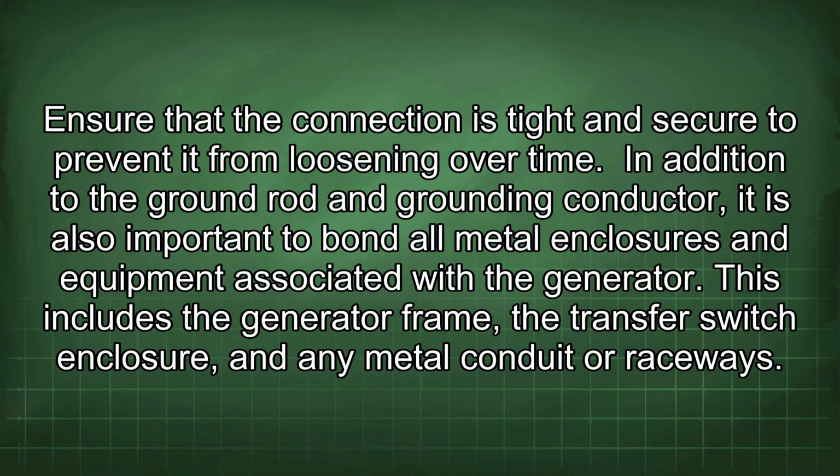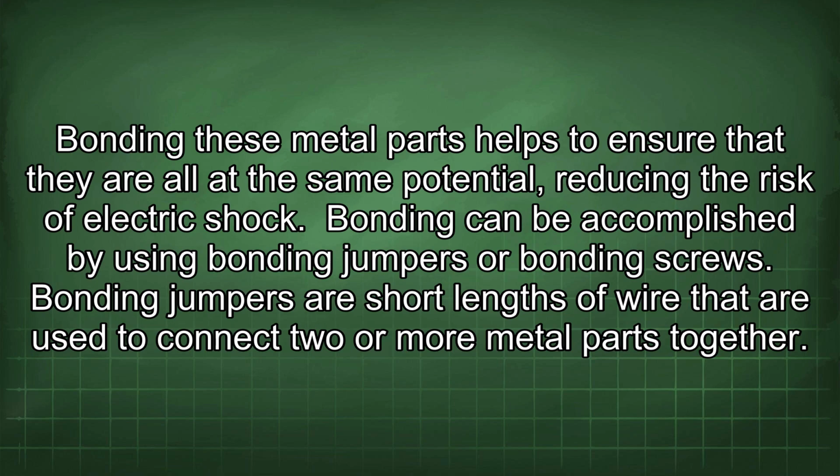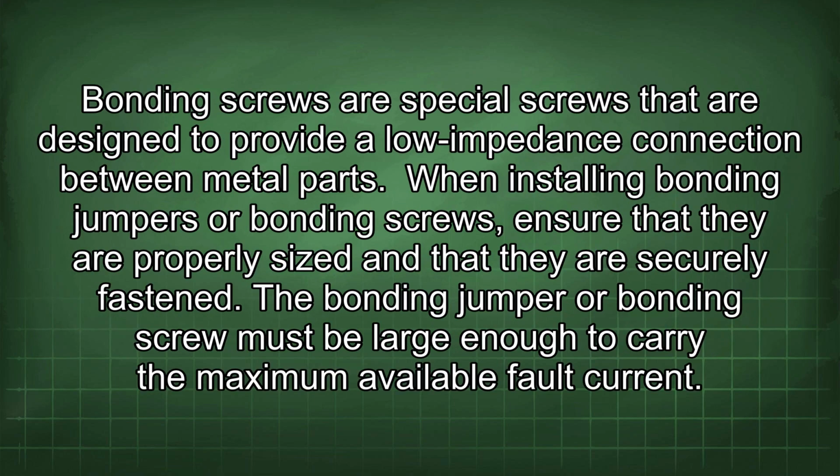In addition to the ground rod and grounding conductor, it is also important to bond all metal enclosures and equipment associated with the generator. This includes the generator frame, the transfer switch enclosure, and any metal conduit or raceways. Bonding these metal parts helps to ensure that they are all at the same potential, reducing the risk of electric shock. Bonding can be accomplished by using bonding jumpers or bonding screws. Bonding jumpers are short lengths of wire that are used to connect two or more metal parts together. Bonding screws are special screws that are designed to provide a low impedance connection between metal parts.